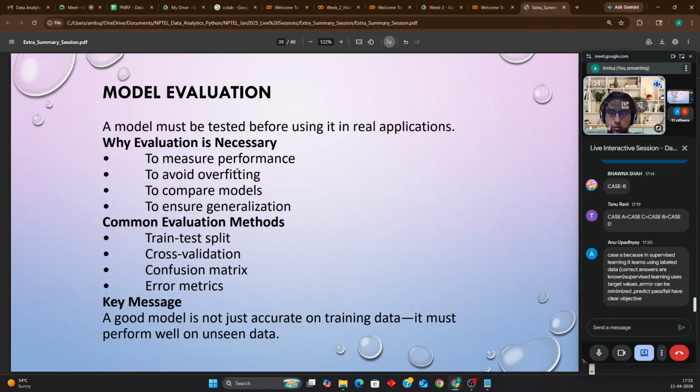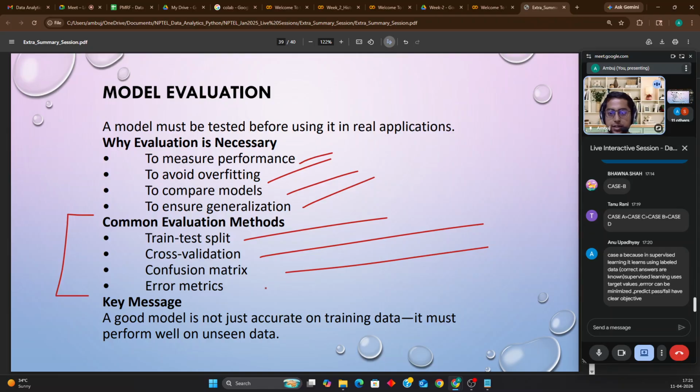Model evaluation is always done to measure the performance, avoid overfitting, compare models, and ensure generalization. Evaluation methods include train test split, cross validation, confusion matrix, and error matrices. A good model is not just accurate on training data, it must be accurate on unseen data, that is testing data as well as the validation data.